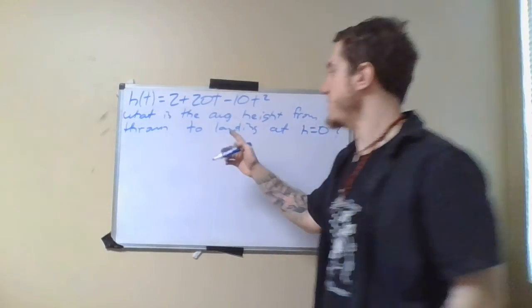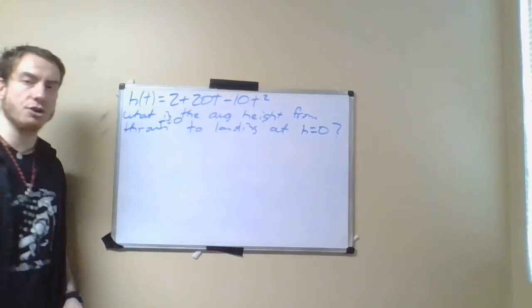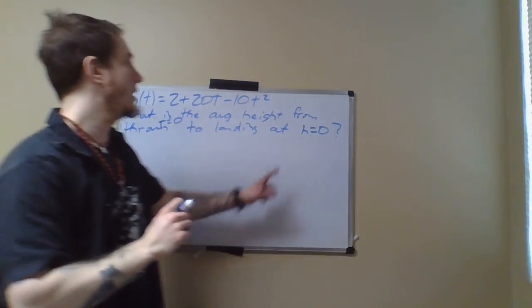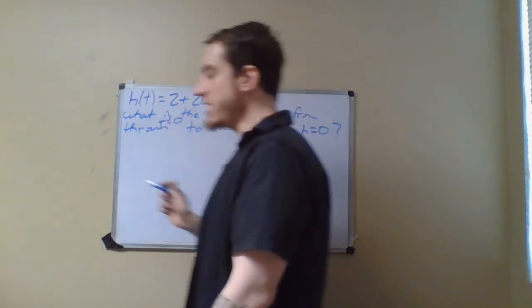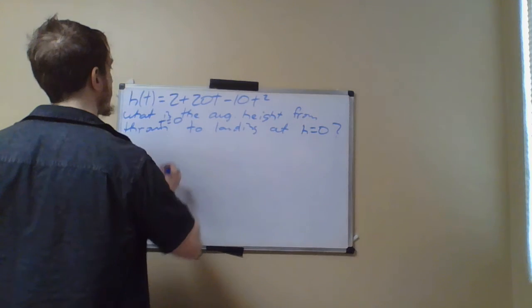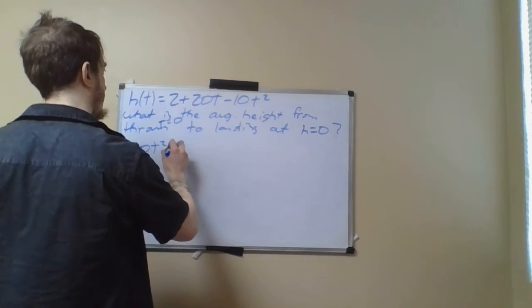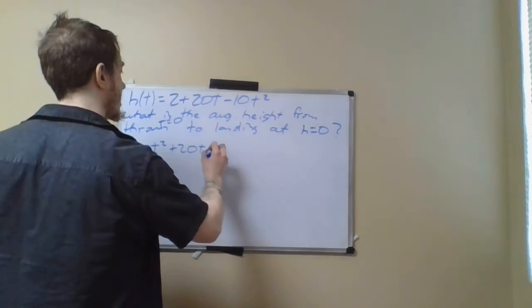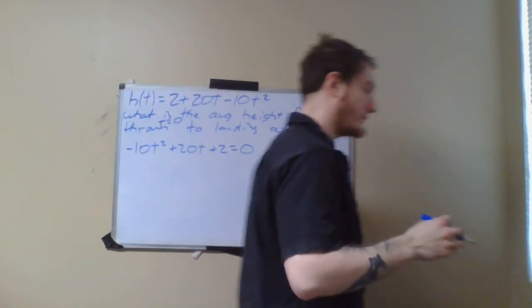So we assume here that it is being thrown at t equals 0. T equals 0 is the start of this process. We want to know the average height for when it lands. So we got to figure out, when does it land? Well, in order to do that, we're going to have to take negative 10t squared plus 20t plus 2 and set this equal to 0.